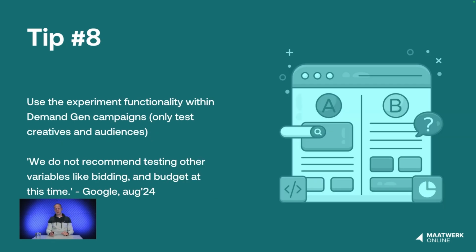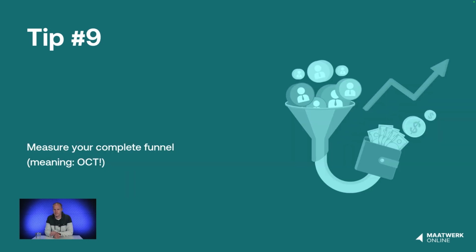Tip number 8, there are actually some experiment functionalities within demand gen campaigns. At this moment, only regarding creatives and audiences. And as you can see, I've put in a statement from Google, which they made in August '24: We do not recommend testing other variables like bidding and budget at this time. And those last 3 words are really important. At this time, this is something that could be possible in the future. And if that's possible, you should test it. Otherwise, at this moment, experiment with the possibilities that you have. So experiment with your creatives and the different audiences.